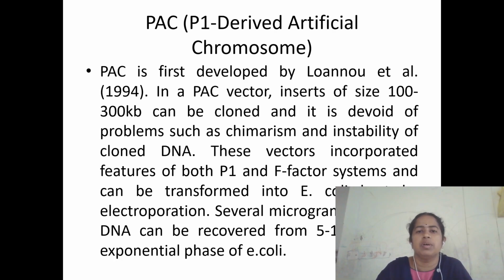Then last is P1 derived artificial chromosomes. It was first given by Ioannou et al. in 1994 and it can hold inserts of 100 to 300 kilobase pairs. It is to avoid the problems of chimerism and instability in cloned DNA. These vectors incorporated features of both P1 and F factor systems and can be transferred into the E. coli host by electroporation. Several micrograms of cloned DNA can be recovered from 5 to 10 ml of exponential phase E. coli.